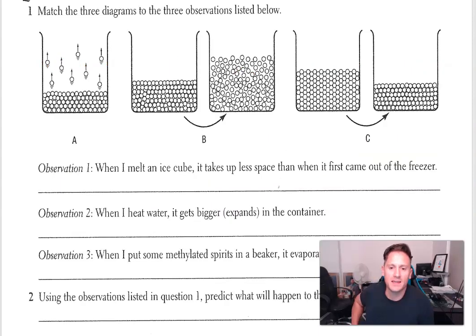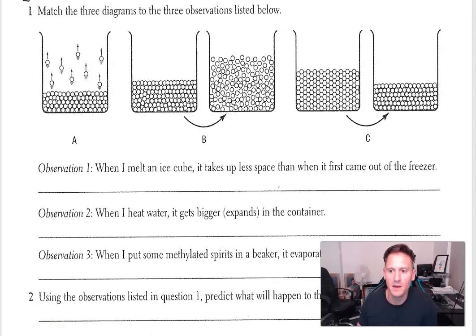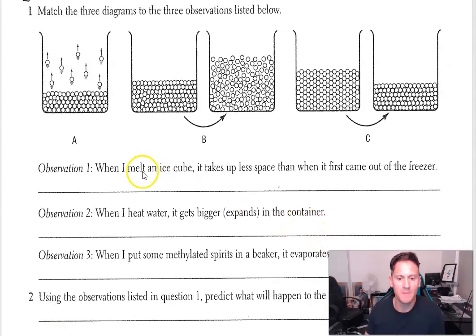So let's look at these beakers. Match the three diagrams to the three observations listed below. I know you can't read all of them. My face is in the way. Observation 1. When I melt an ice cube, it takes up less space than when it first came out of the freezer. So which one do we think is melting?